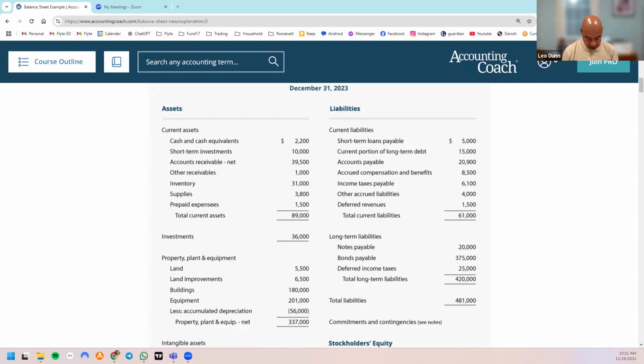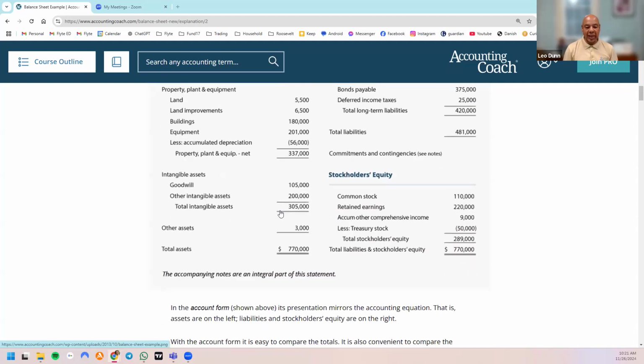So the next section under assets is intangible assets. Intangible assets are said to be assets that you normally cannot touch. They are rights, things of value that you cannot actually put your hands on. So goodwill is the buying of a name.